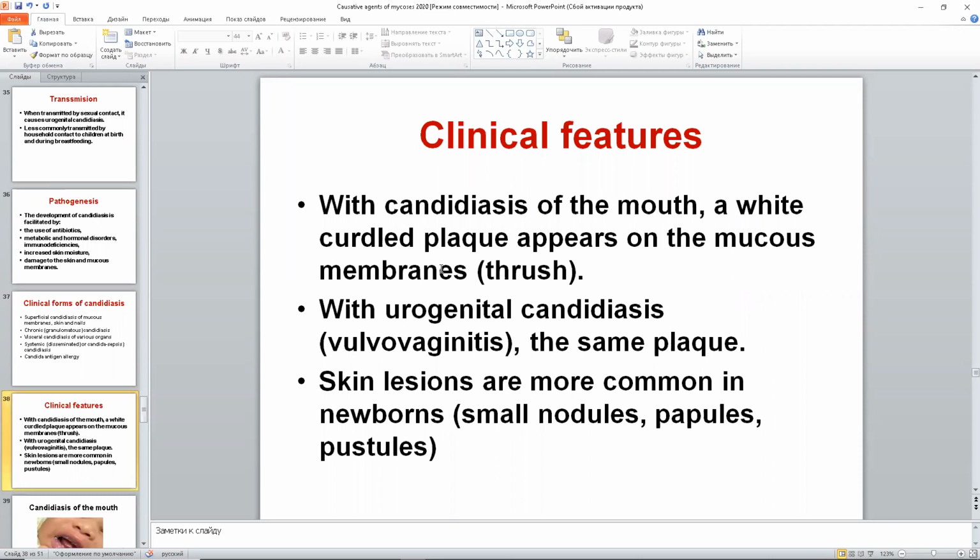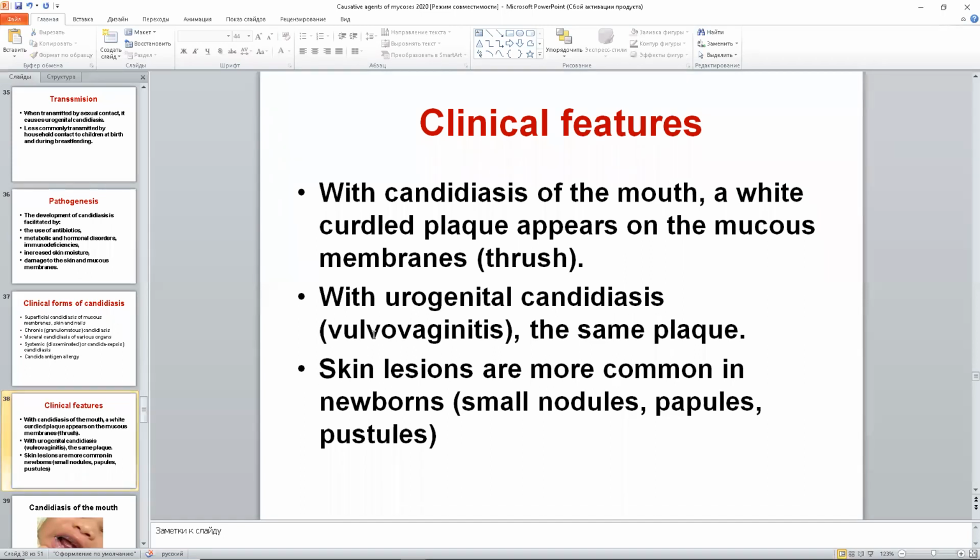Clinical features of candidiasis of the mouth. In case of candidiasis of the mouth, a white curdled plaque appears on the mucous membrane, like particles of curd, white particles looking like curd, and they are visible on the mucous membrane. In case of urogenital candidiasis, vaginitis, the same white particles are detected on the mucosa, and skin lesions are more common in newborns, looking like small nodules, papules, and pustules.